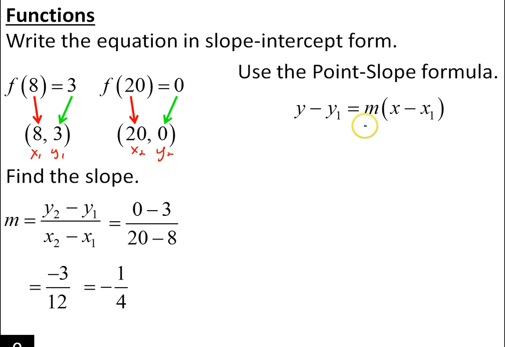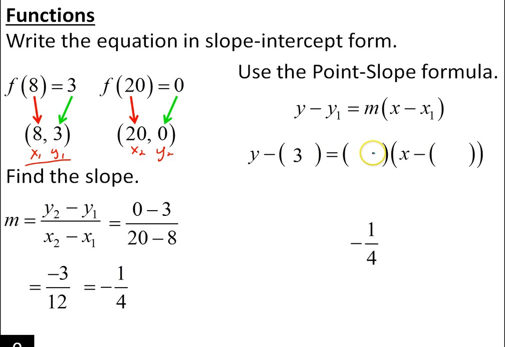Y minus y1 equals m times x minus x1. And so I'm just going to use the ones already labeled x1, y1. So the 3 goes where the y1 is. My -1/4 is going to go for where my slope is. And my x1 is 8.